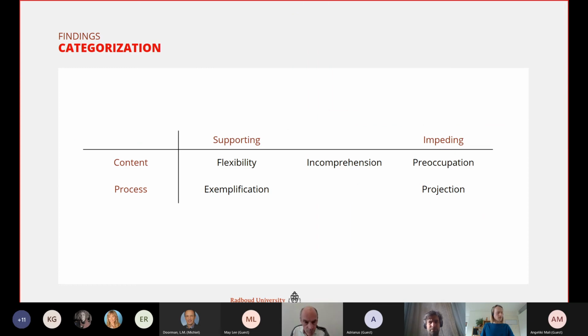So this categorization that I found in my data, we can see that some categories involve the content, the mathematical content of their thinking, that what they are thinking about right now. And some examples involve the process of their thinking, their way of thinking. And sometimes it's supporting the role and sometimes it's impeding.